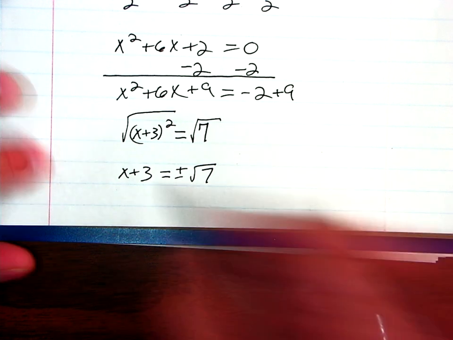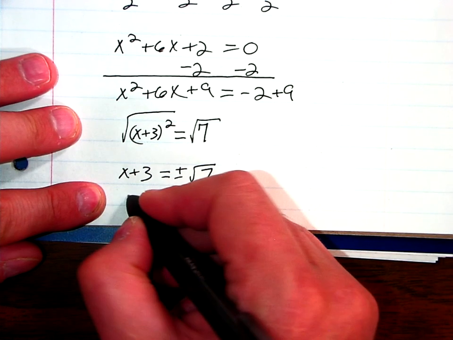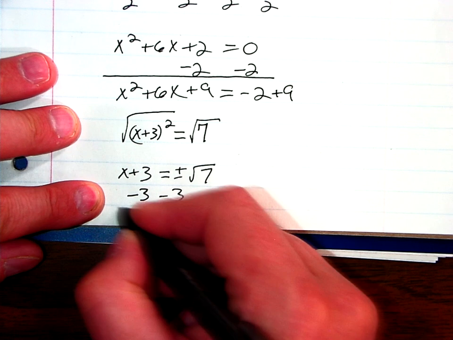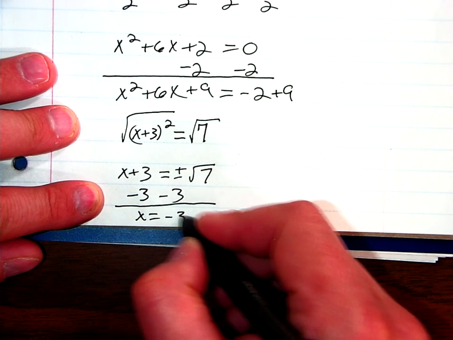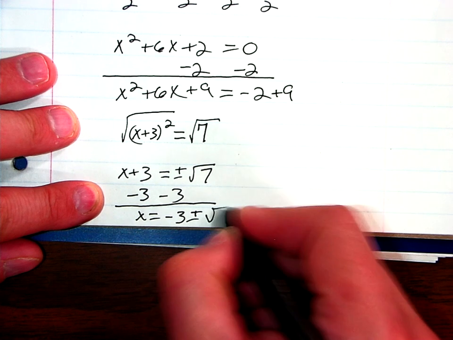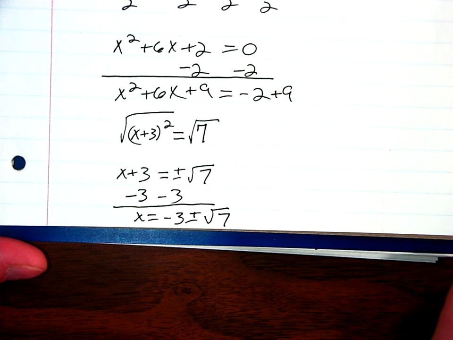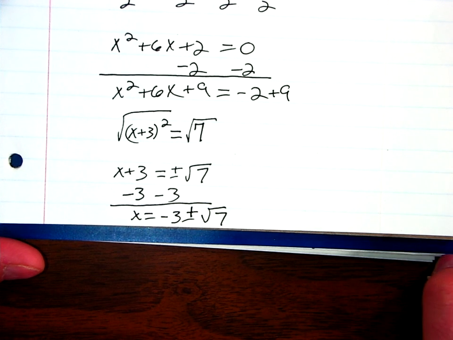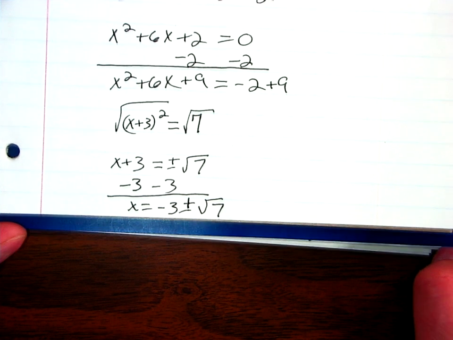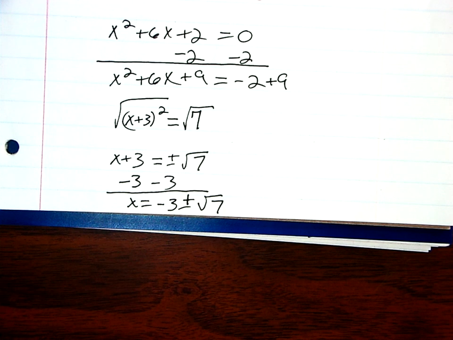All right, so how do I get rid of a plus 3? From both sides, right? So x equals negative 3 plus or minus square root of 7. So, Johnny, did you get that? We didn't have a negative radical.